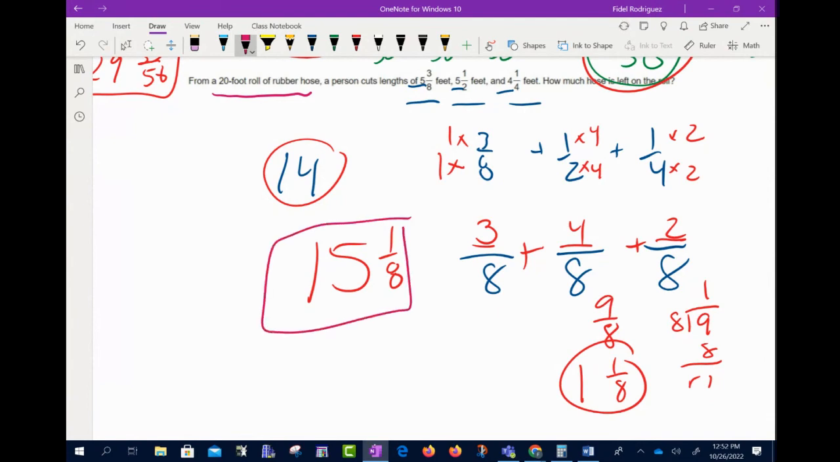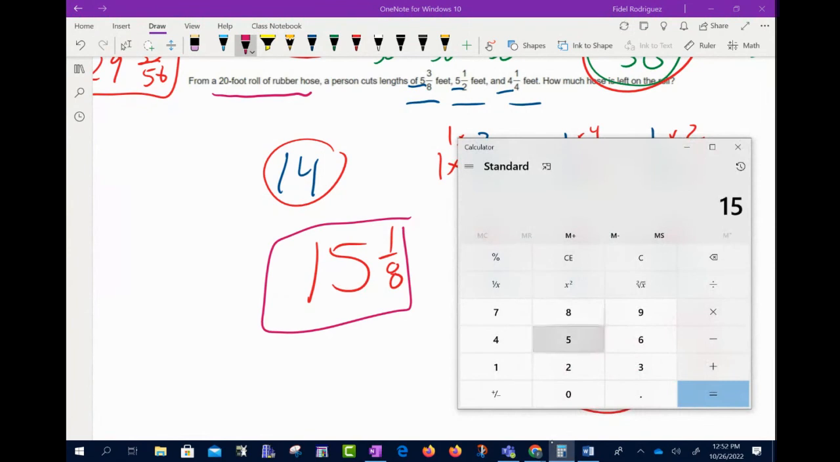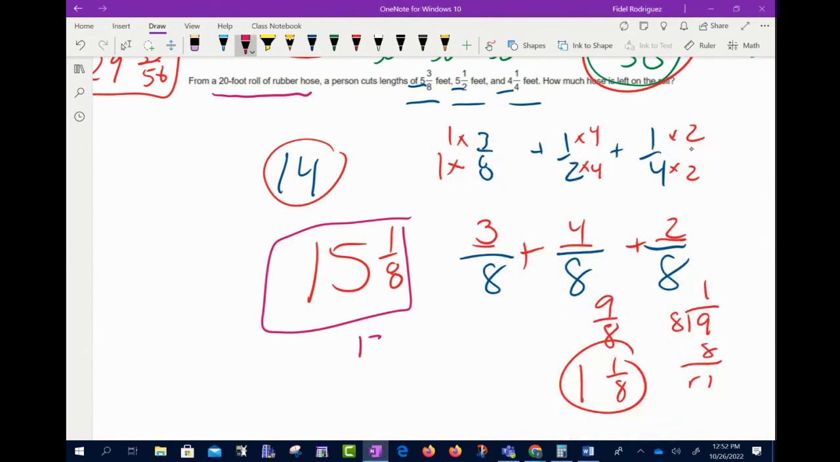So look, y'all, I'm going to convert this 15 and 1/8 back to an improper fraction. So 8 times 15, let's see. 15 times 8 is 120. We have to add 1 to it, 121. So this is 121 over 8.